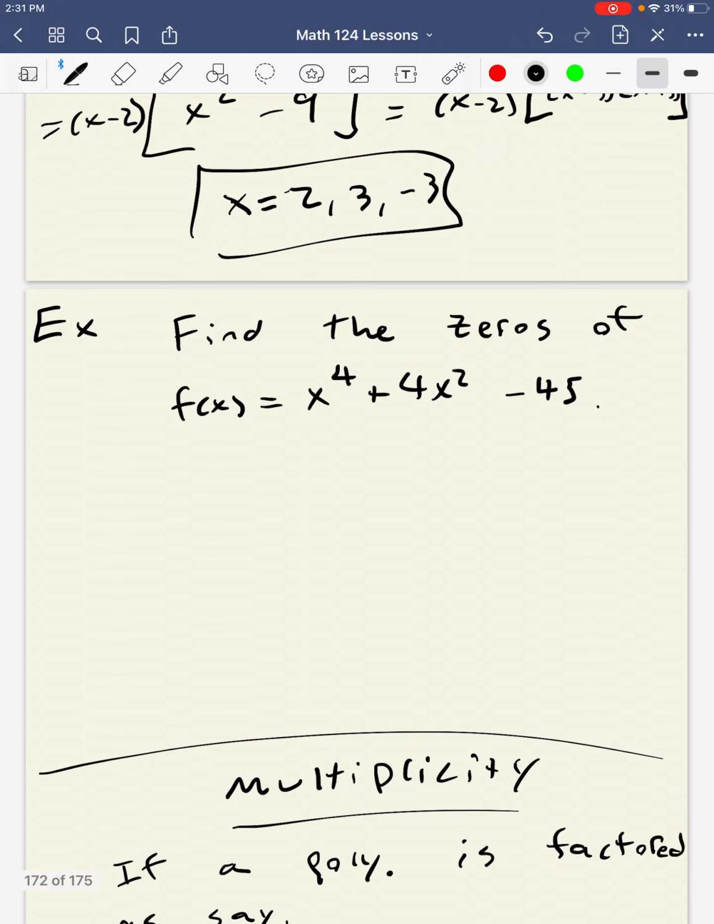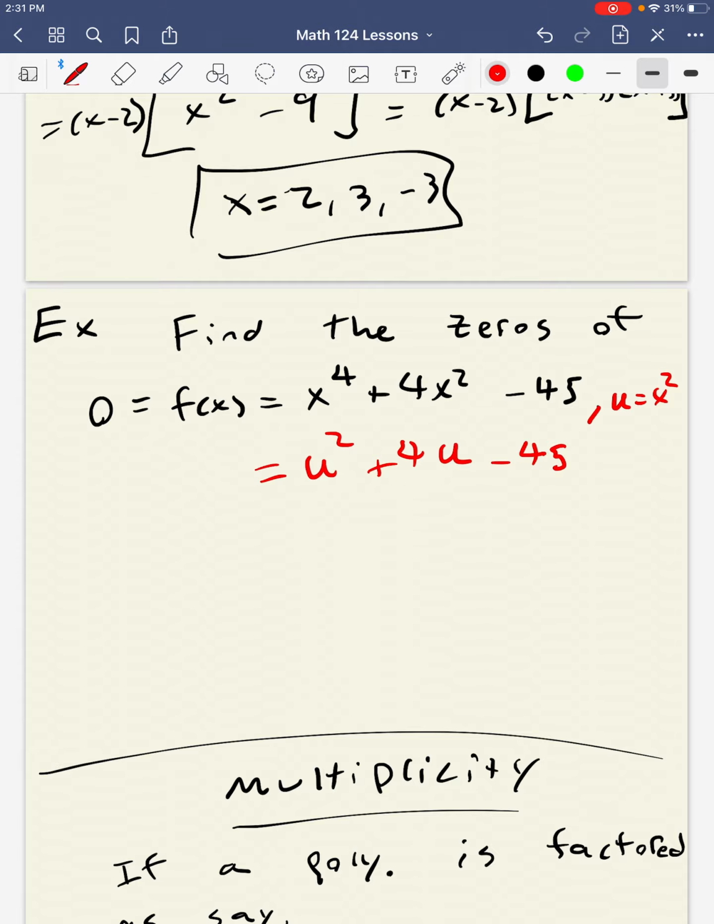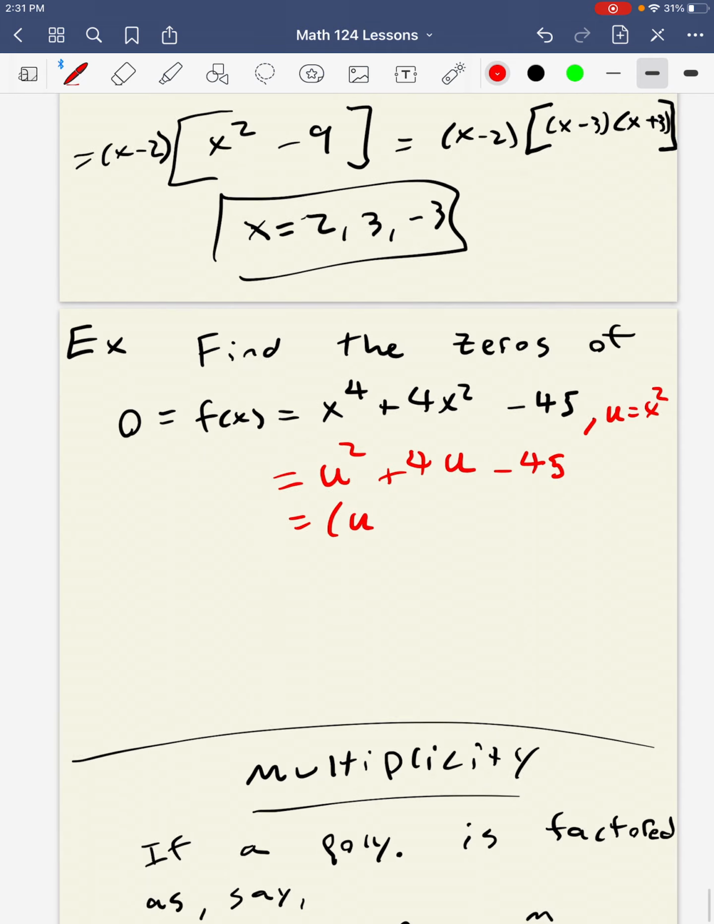Okay, now let's factor this one to find the zeros, so set it to 0. We've seen problems like this before. We need to let u equal x squared, and then we get u squared plus 4u minus 45. Right? And then we can factor this. So that's u, let's see, is it plus 9 and minus 5?